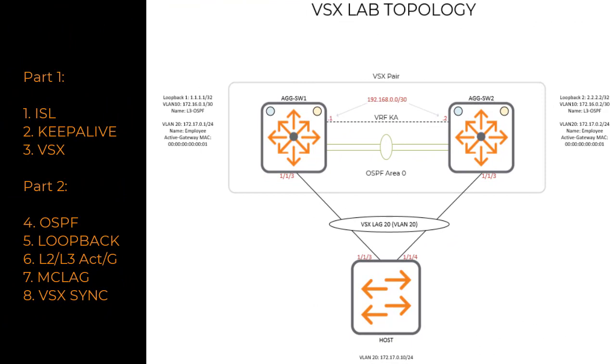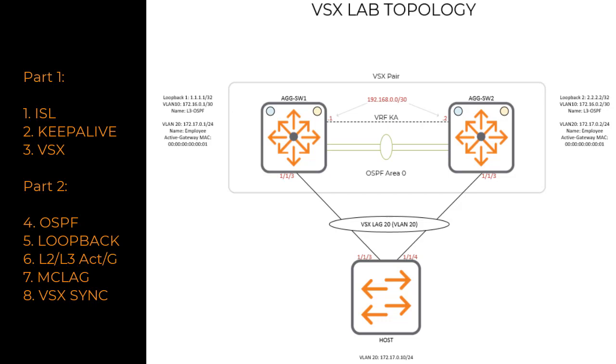The logical topology will require us to configure a number of protocols, including but not limited to the following. We'll configure individual interfaces for the ISL links and associate them with the lag. We'll create layer 3 KEEPALIVE interfaces and associate them with a VRF called KA. We'll set up VSX to form a virtual pair. We'll set up OSPF using a VLAN across the ISL link.